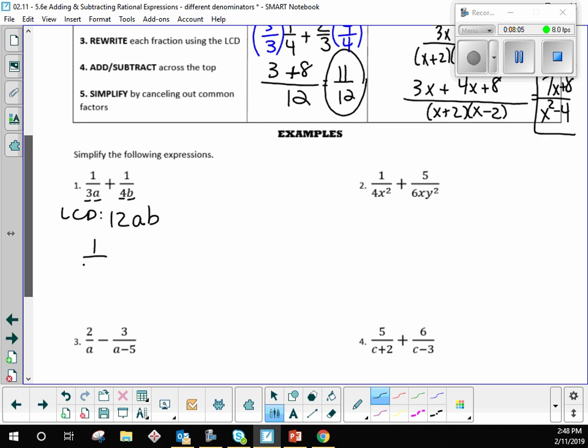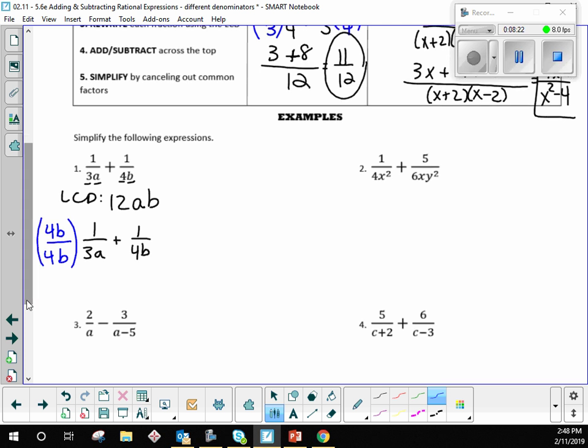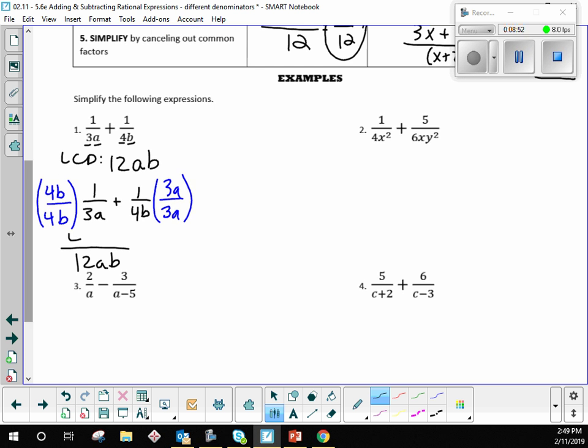So then we go to the original ones and we multiply the top and bottom by whatever we need. So what do I have to multiply this denominator by to get 12ab? 4b to the top and the bottom. Yeah, and then the other one is 3a. So I rewrite it as one big fraction with a denominator of 12ab. I multiply these numerators, that gives me 4b plus 1 times 3a. And I can't simplify anything else there. I'm done. Yeah, so that's it on that one.